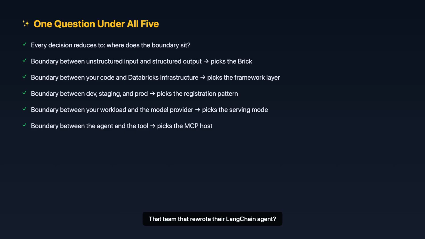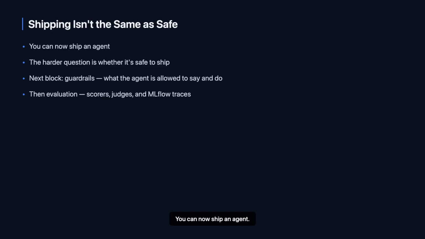That team that rewrote their LangChain agent, they never asked where the boundary sat, and that's exactly why they shipped 2 weeks late on a rewrite that changed nothing. You can now ship an agent. The harder question is whether it's safe to ship, and that's what the next block of episodes is about.